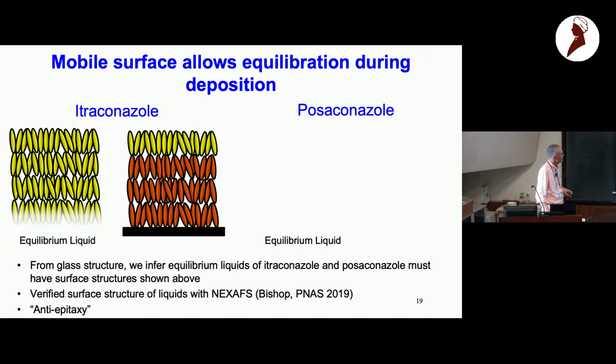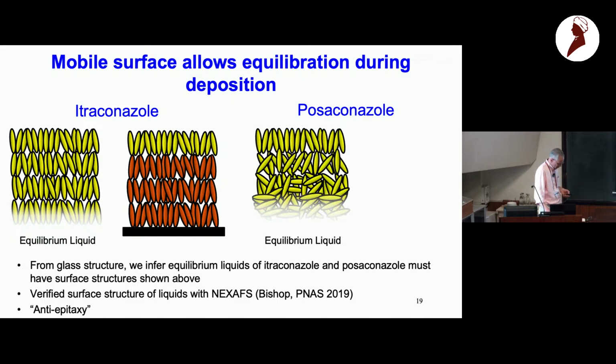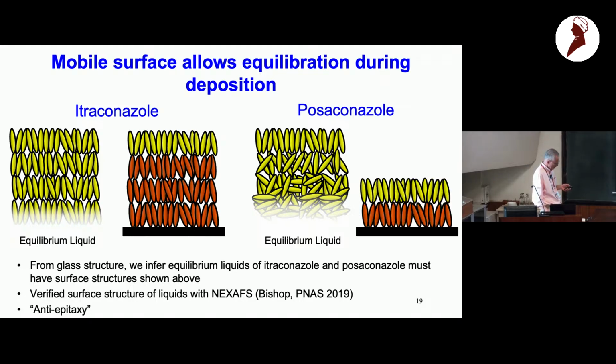So that's cool. Posaconazole. We know the equilibrium liquid is isotropic, so I draw this here. But in order to explain the results, I have to hypothesize that the top layer still looks like this. Okay? And then if that were true during deposition, I would always get an aligned top layer. I'd get layers below, which in some sense are unhappy. They would like to become isotropic, but by the time they realize that, they've run out of mobility and they're stuck. And so that's how we get a smectic arrangement here.